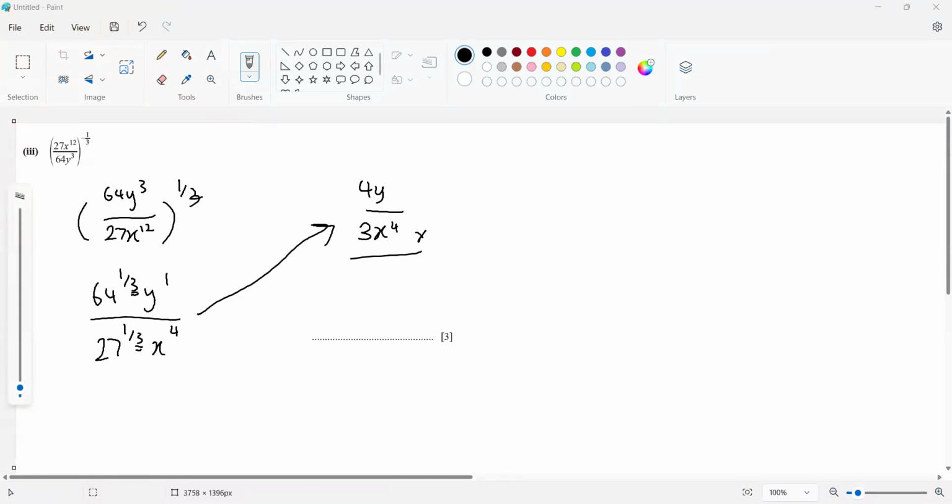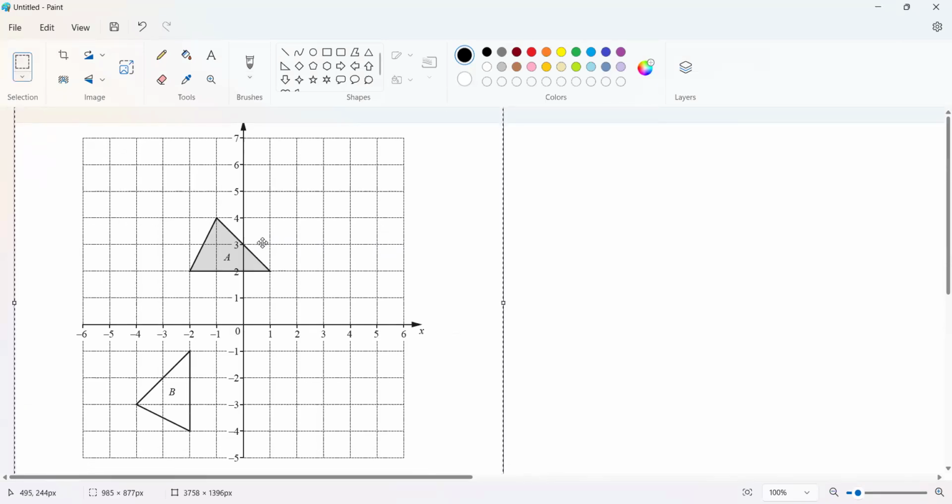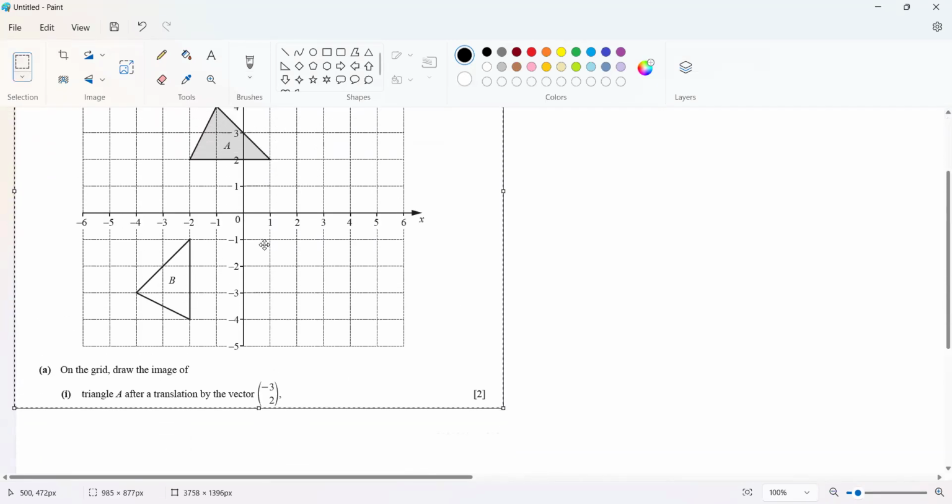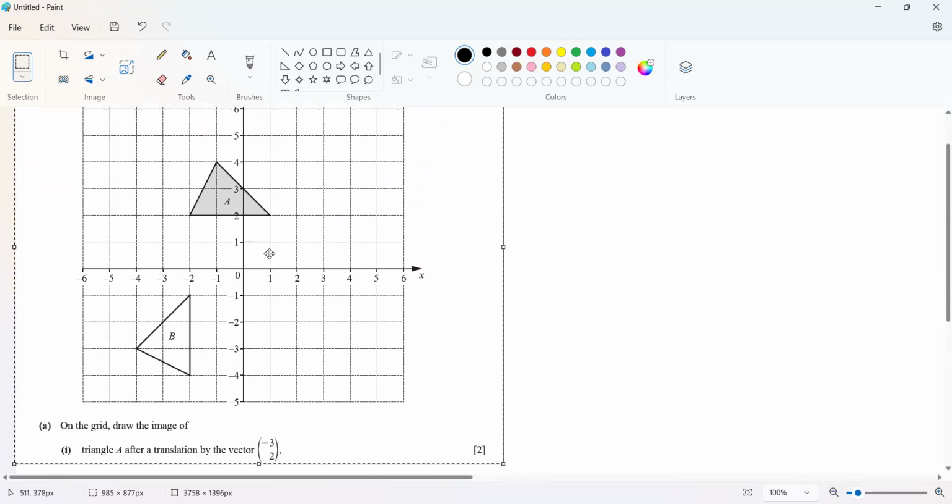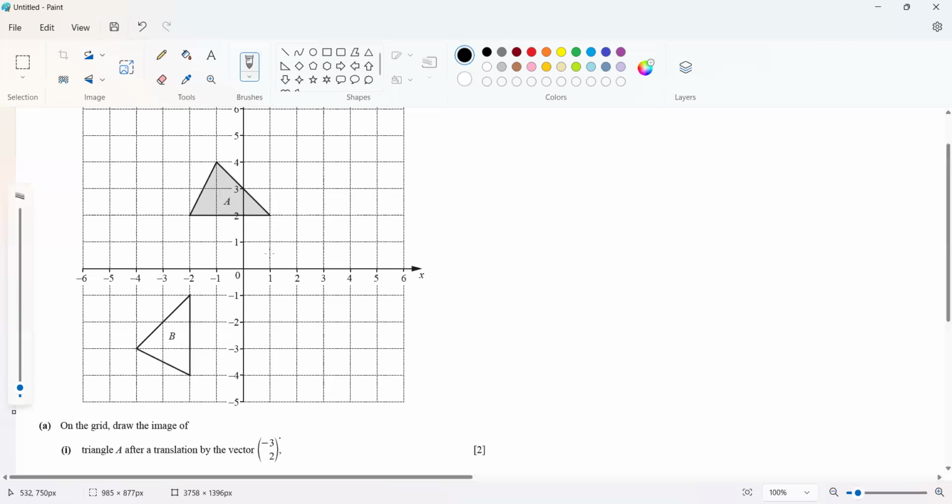So for question number 3, it is a transformation question. So for this transformation, we have on the grid, draw the image of triangle A after translation by the vector -3, 2. So this translation is -3, 2, where the top number is the horizontal and the bottom number is the vertical.